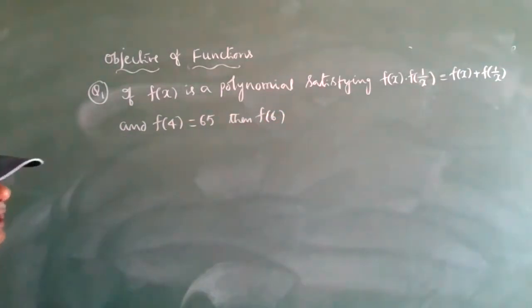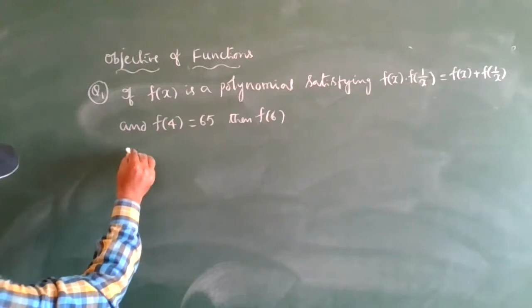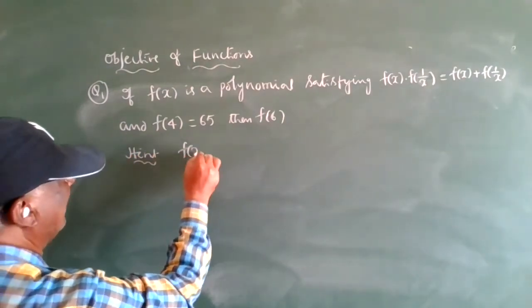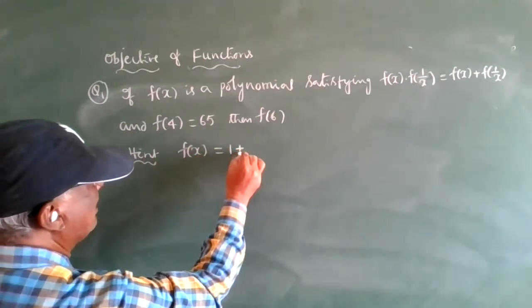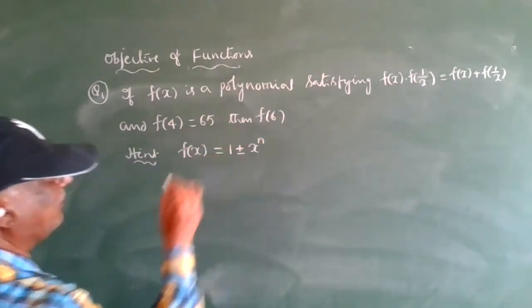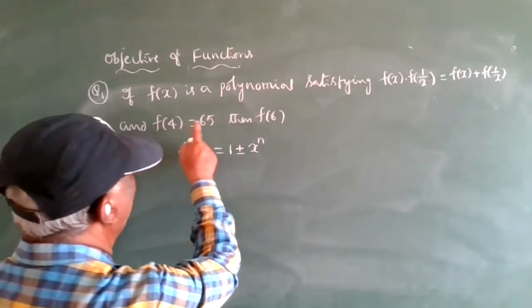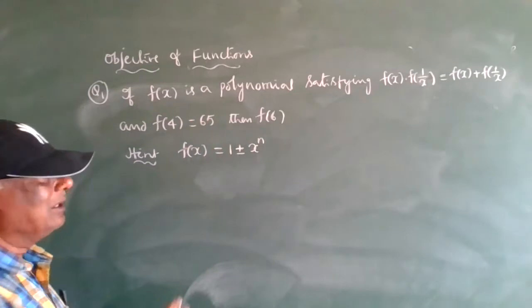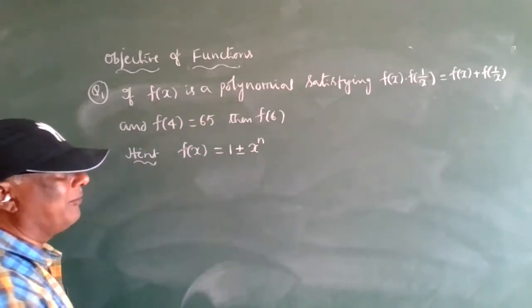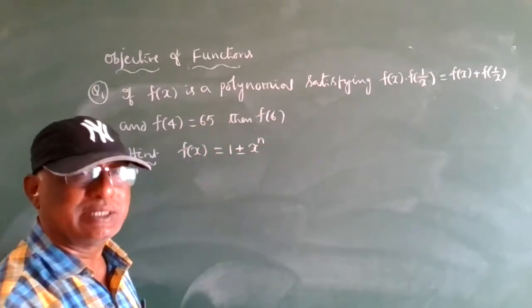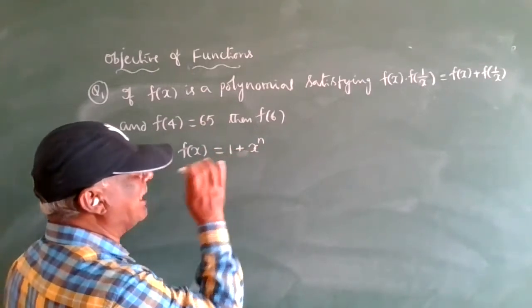So reciprocal, already the fifth point. Everyone observe, the fifth point is we should take f of x is equal to 1 plus or minus x power of n. 1 plus x power of n. Whether plus is needed or minus is needed, now we decide. f of 4 is equal to 64 now, so 64 plus 1 will become 65. That's why we take plus 1.